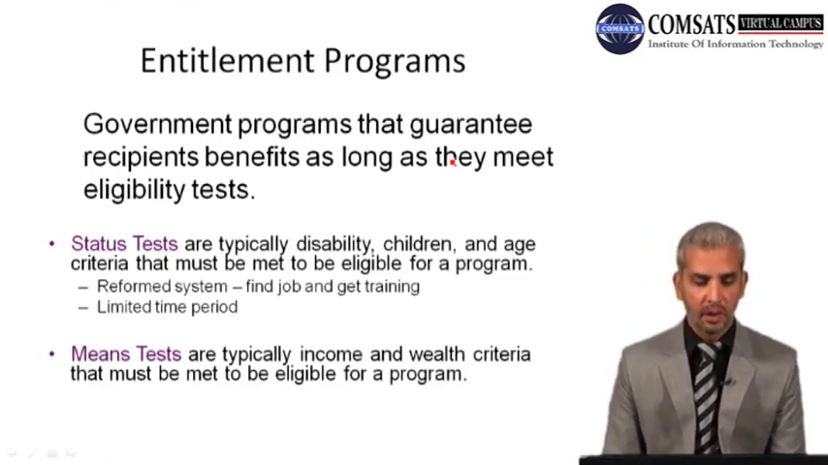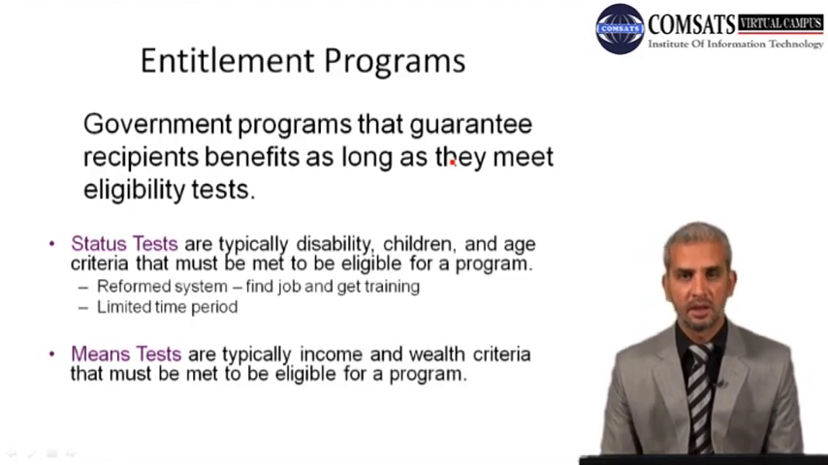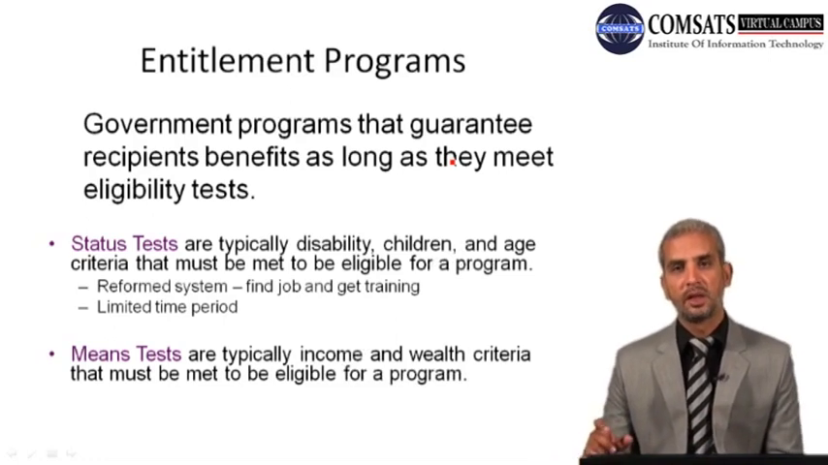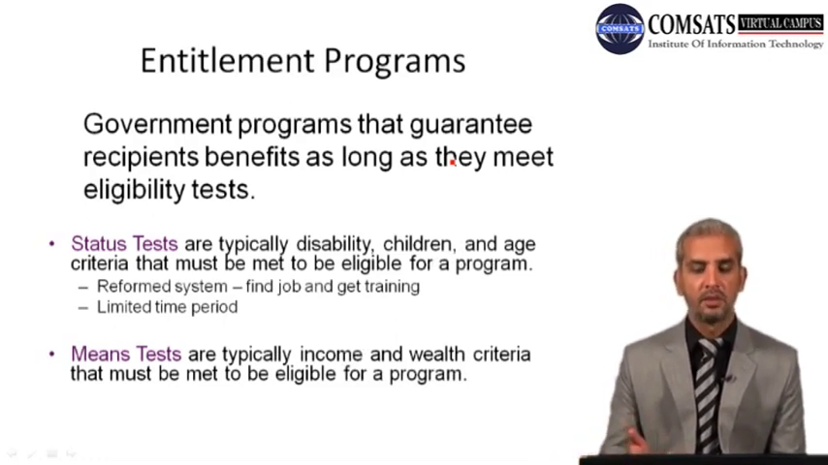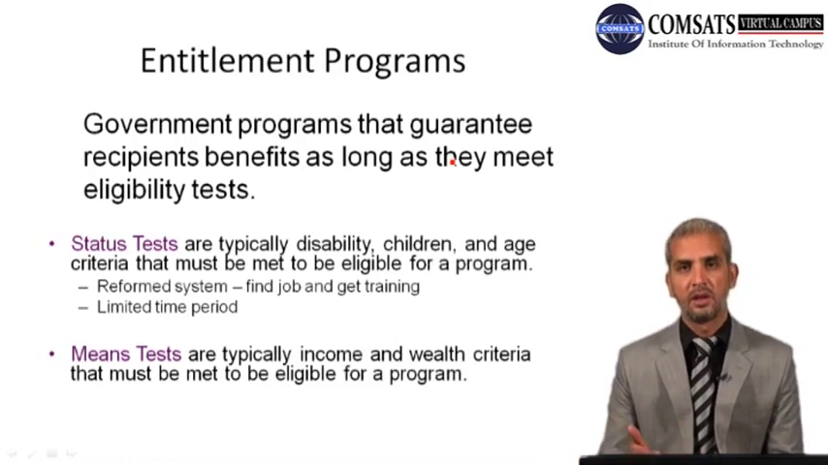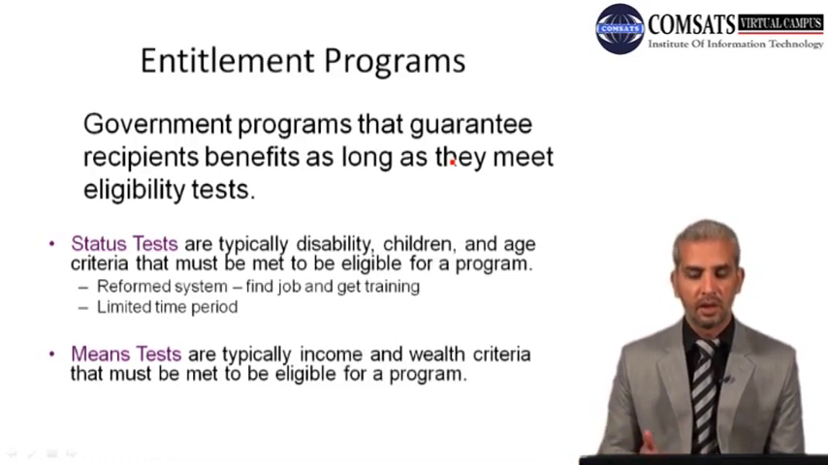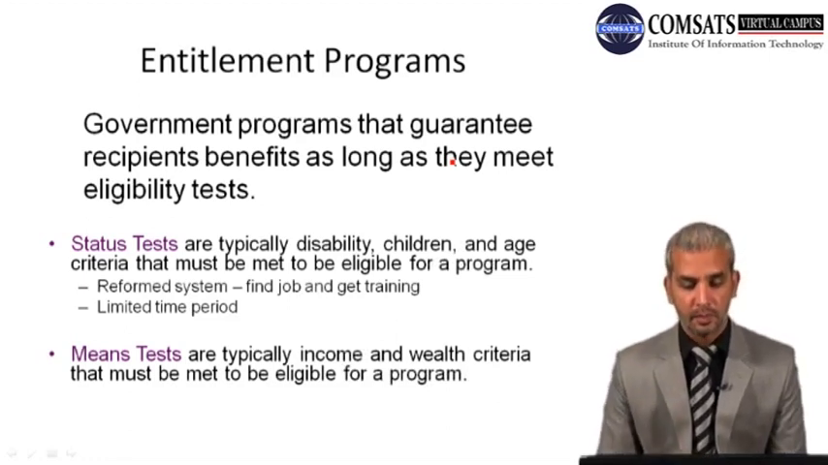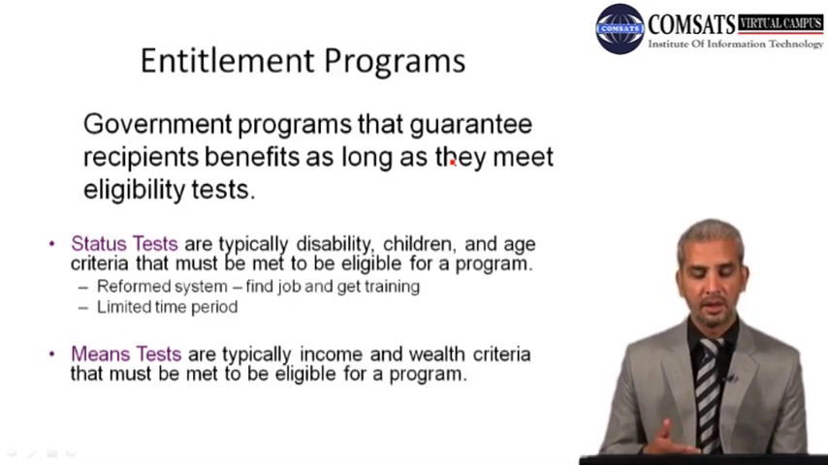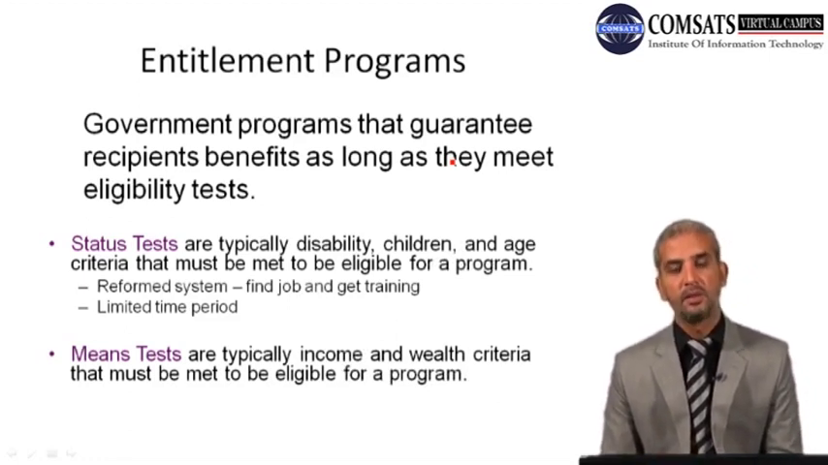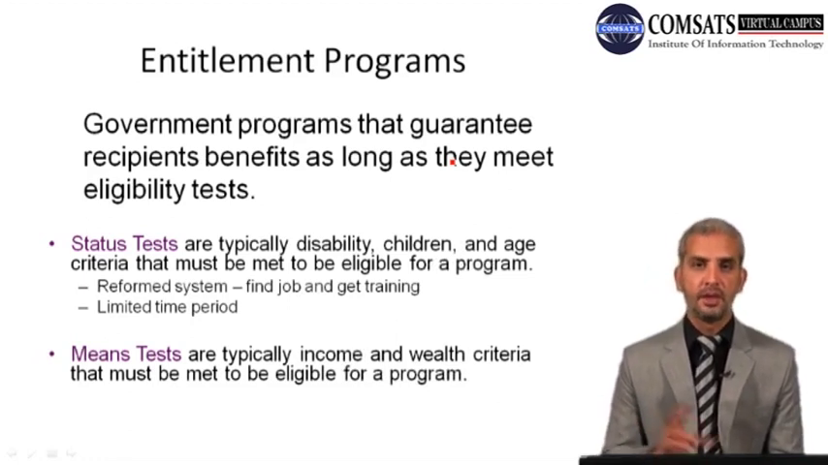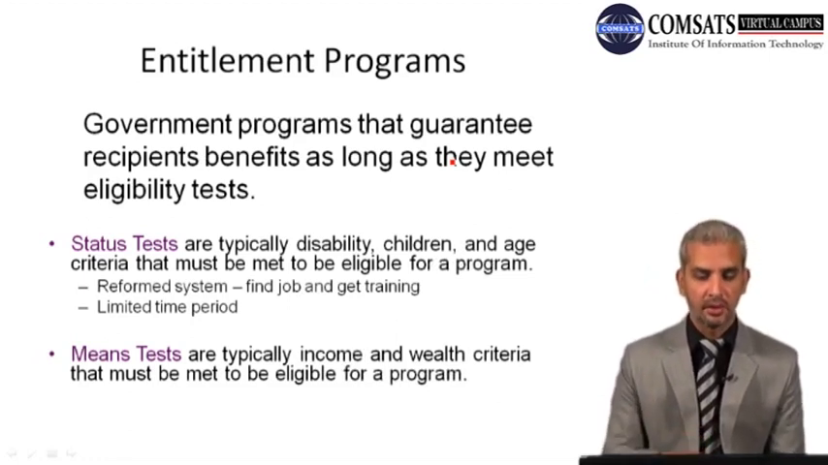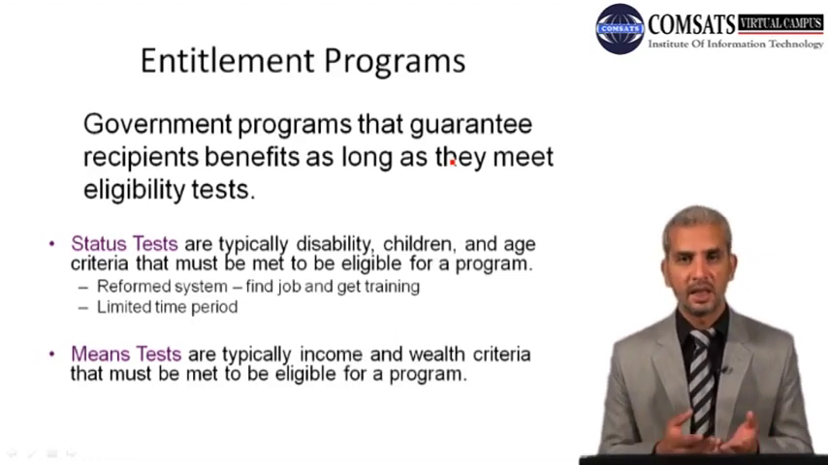So one type of test being used in the USA is the status test, which is based on different types of programs. Either one has to be disabled, or a child, or of a specific non-workable age in which he cannot work, and there is an age criterion. Then the other test is the means test, which is basically about income and wealth criteria that must be met to be eligible for that program. The difference is that income is the stream of earnings that you have, and wealth is the value of the total assets that you have.